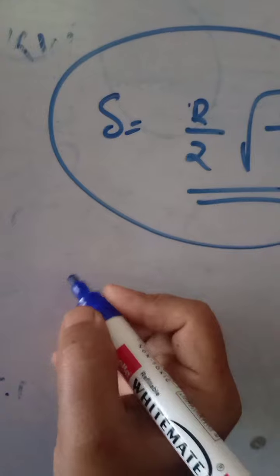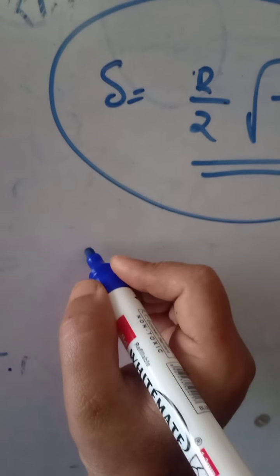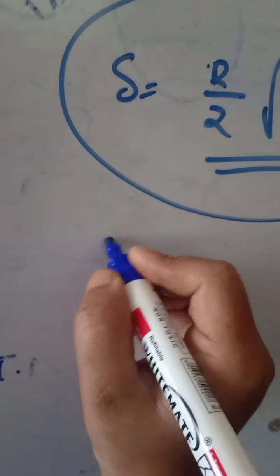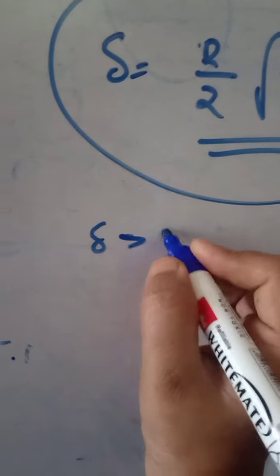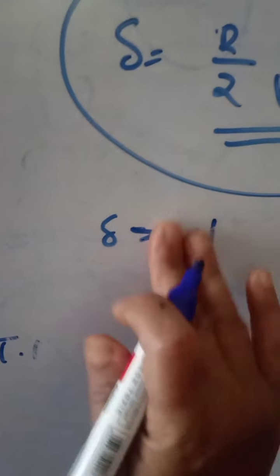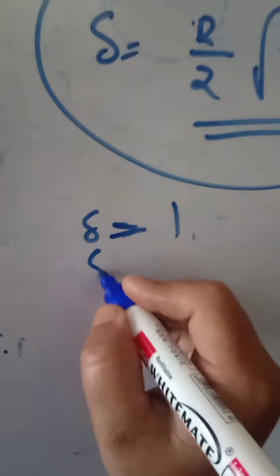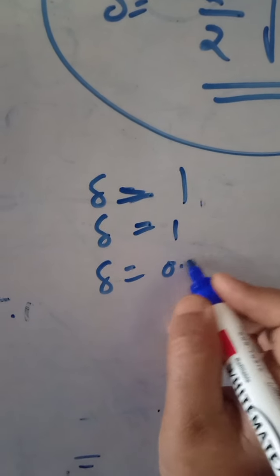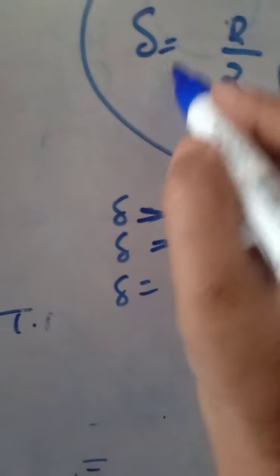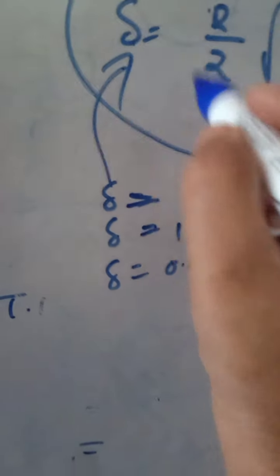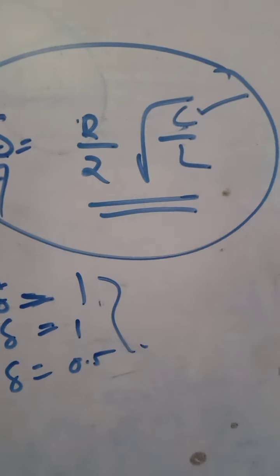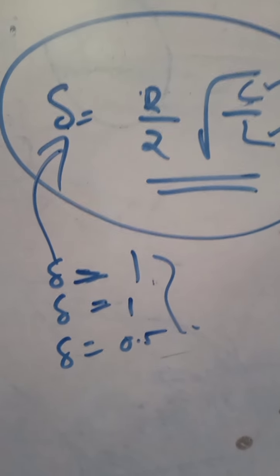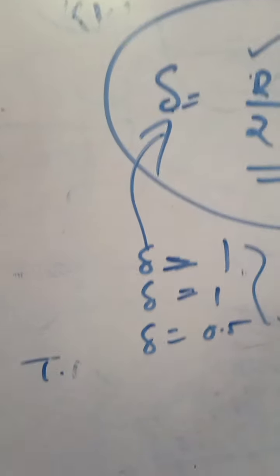And you can consider 3 cases: overdamped, underdamped and critically damped. For overdamped you can choose delta greater than 1. For critically damped you can choose delta equal to 1. For underdamped you can choose delta less than 1, say 0.5. So for these 3 values, for example, put delta equal to 1, put C equal to 0.1 microfarad, put L equal to 0.1 Henry, find R.